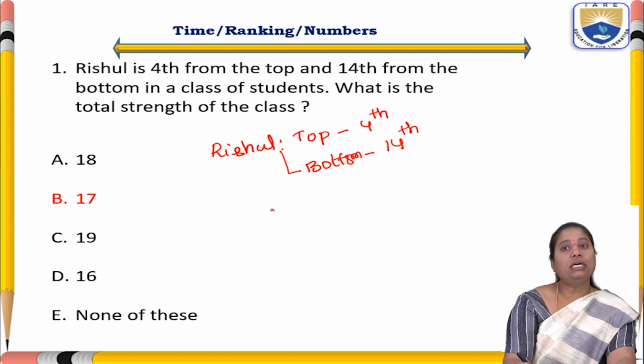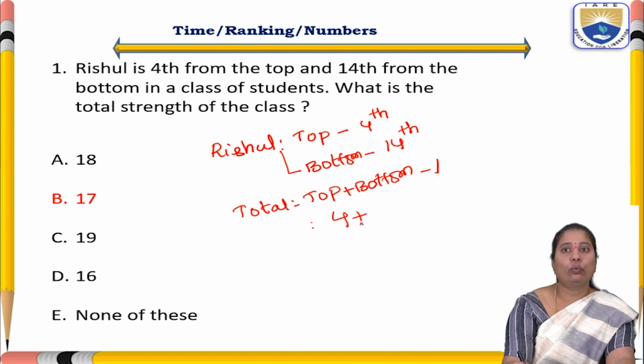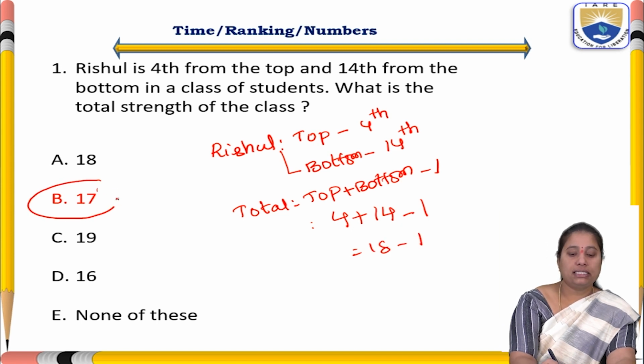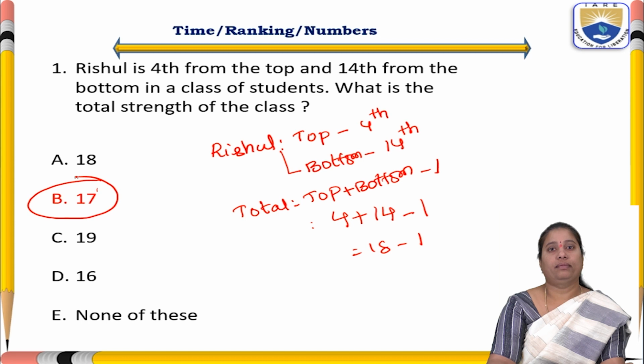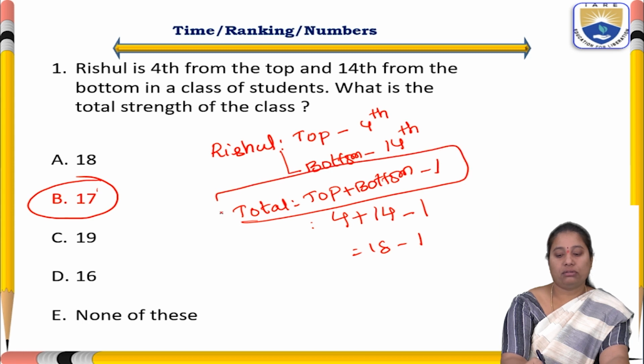Now, as per our formula, the total strength of the class is equal to top plus bottom minus 1. So, the top position is the 4th position, whereas the bottom position is the 14th position, and minus 1, that is 18 minus 1. Now, the answer is 17. So, like this, if the same person's position has come, now we can use this formula.